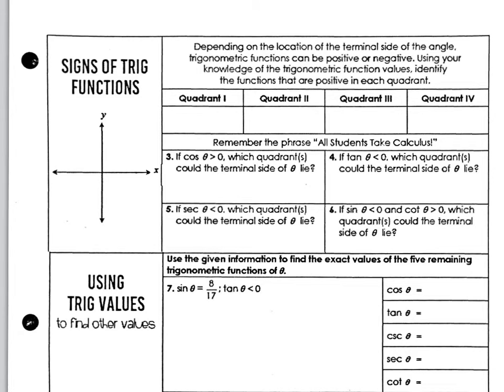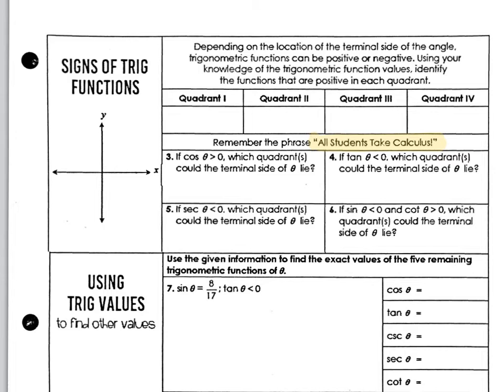Now to help remember the trig functions and where they're positive and negative, we have this little statement right here. All students take calculus. And it goes in order of how we number the coordinates.